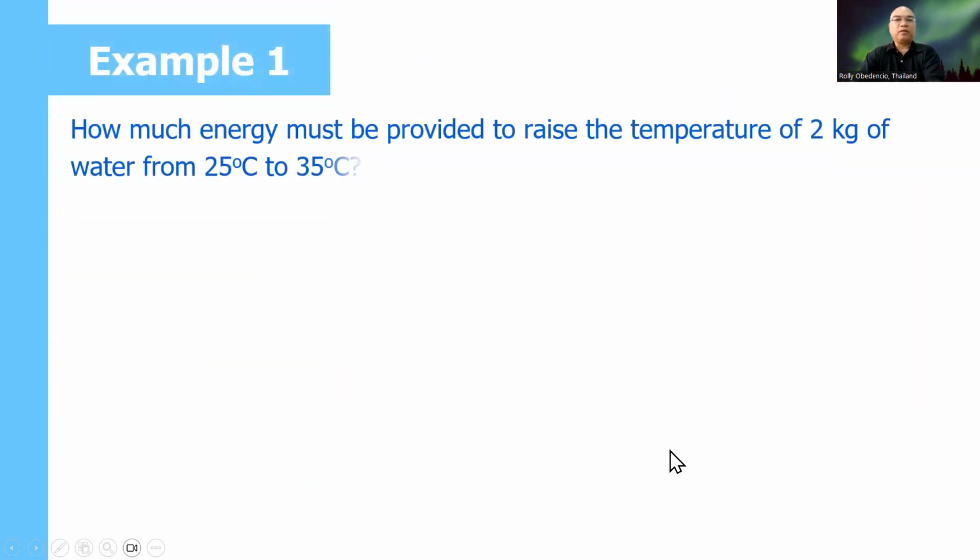And theta, the Greek letter theta, equals change in temperature in degrees Celsius. Now, for example, how much energy must be provided to raise the temperature of 2 kilograms of water from 25 degrees Celsius to 35 degrees Celsius? That's about 10 degrees Celsius, right?